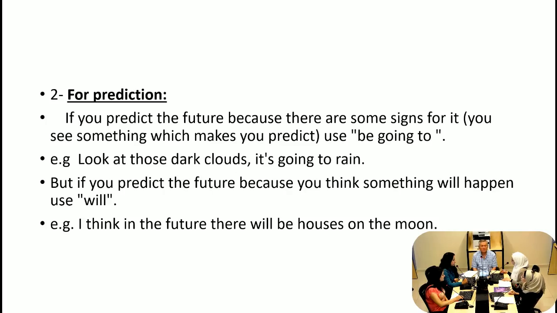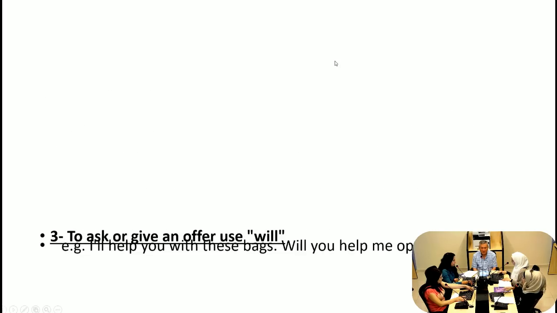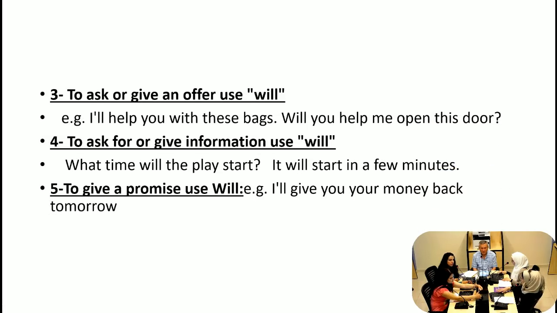But if you predict the future because you think something will happen, we use will. For example, I think in the future there will be houses on the moon. Here we don't have any sign. We're not sure.